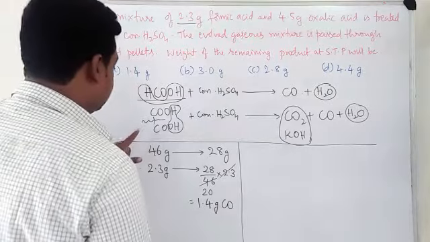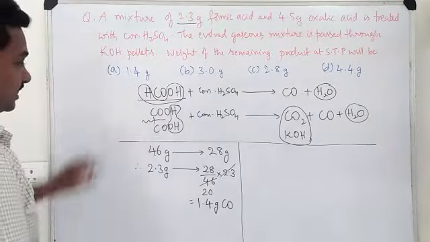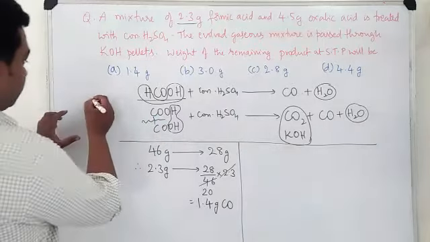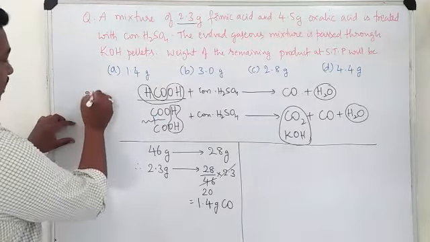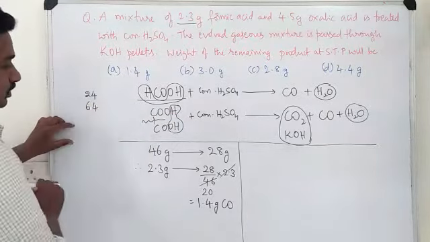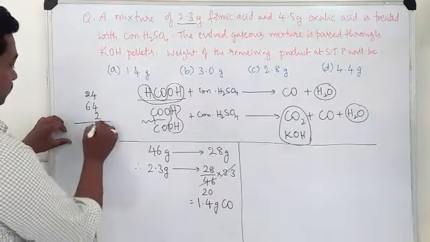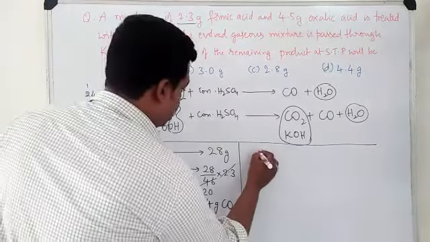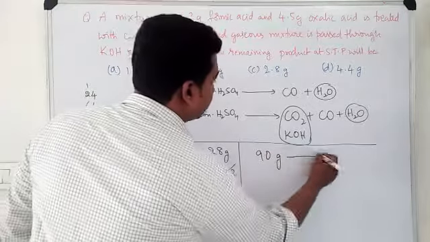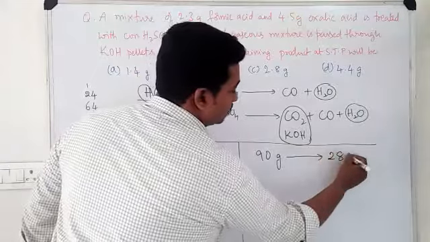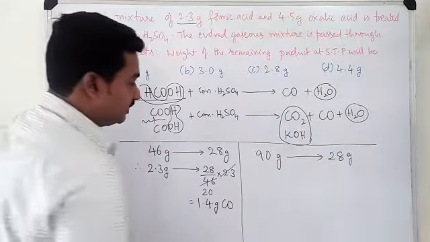In the second reaction, this is oxalic acid. So I will calculate the molecular mass. 2 carbons is 24, oxygens are 4, so 16 into 4 is 64, plus 24 is 88, plus 2 is 90. Therefore, 90 gram of oxalic acid gives again 1 mole of CO, and 1 mole is 28 gram of carbon monoxide.